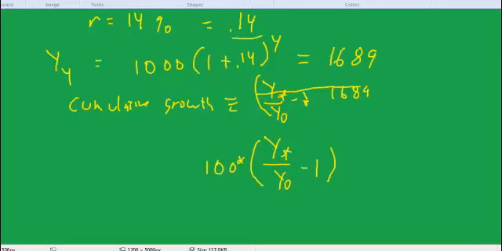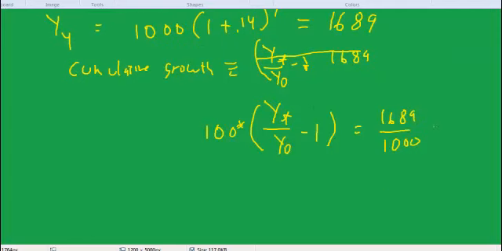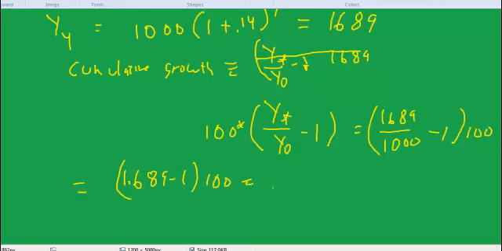So let's see what happens when we do it in this example. We get 1689 over 1000 minus 1 times 100, which is equal to 1.689 minus 1 times 100, which is equal to 0.689 times 100, which is equal to 68.9%. So we have 68.9% more gerbils than we started out with.